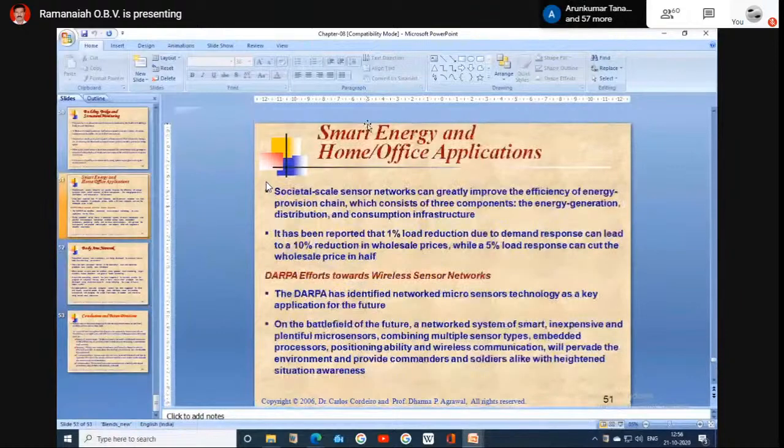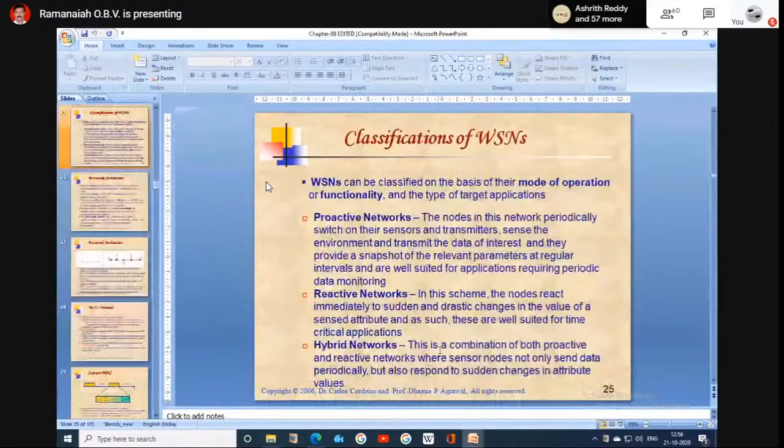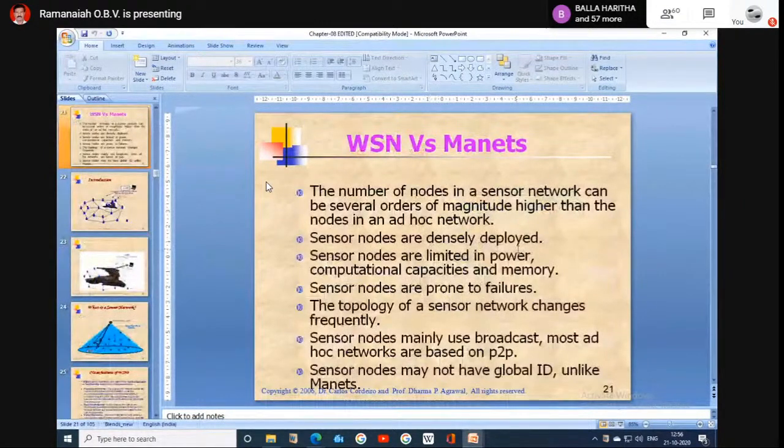Yeah, and this also we'll see. So let's have the recap of the differences between wireless sensor networks and MANETs. The number of nodes in a sensor network can be several orders of magnitude higher than the nodes in an ad hoc network. That is the striking difference.